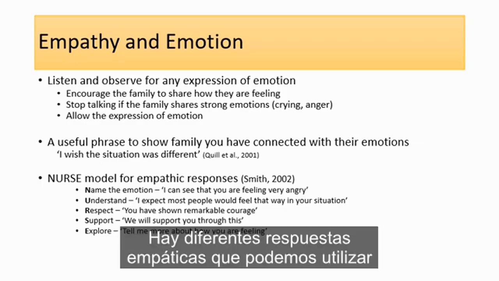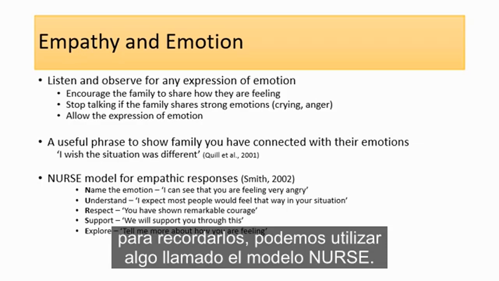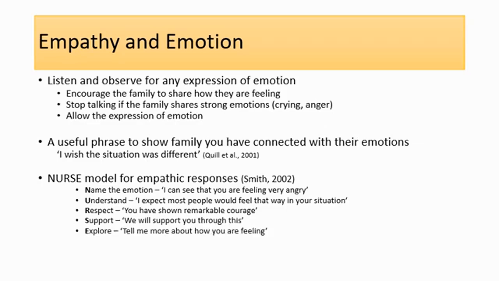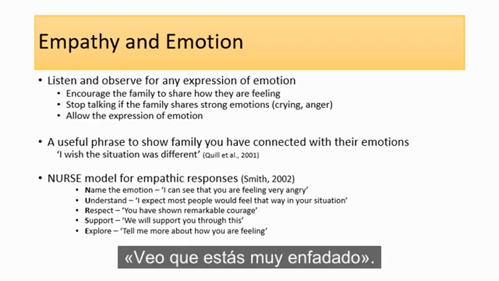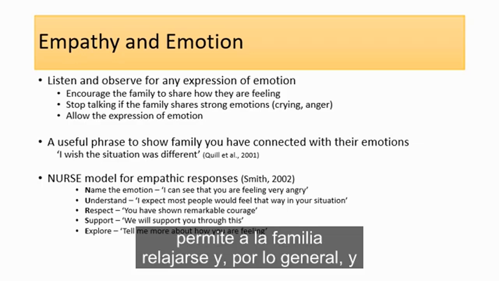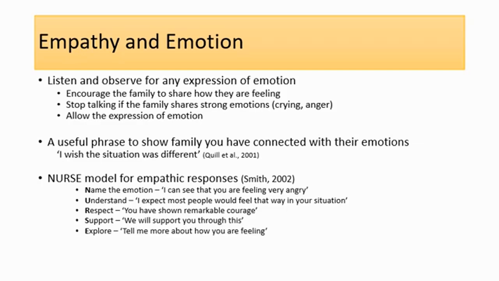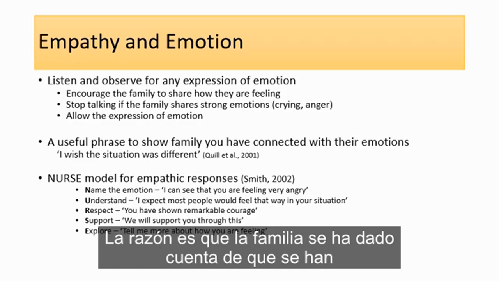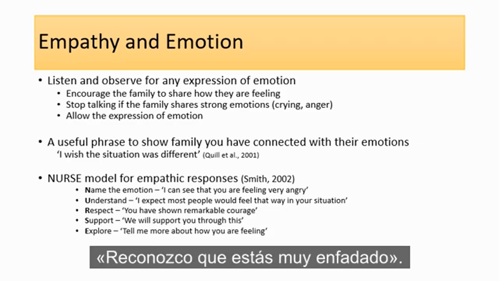So there are different empathic responses that we can use to respond to a family's emotion. And to remember them, we can use something called the NURSE model. So N stands for name the emotion. I can see that you are feeling very angry. And often when we do this, it allows the family to relax, and usually the anger or the sadness gets less. And the reason for that is the family realize that they've effectively communicated their emotion because you've named it. I recognize that you're feeling very angry.